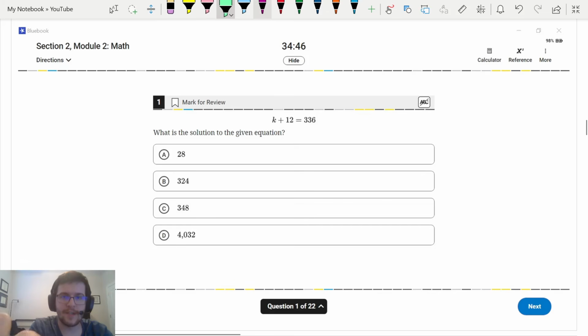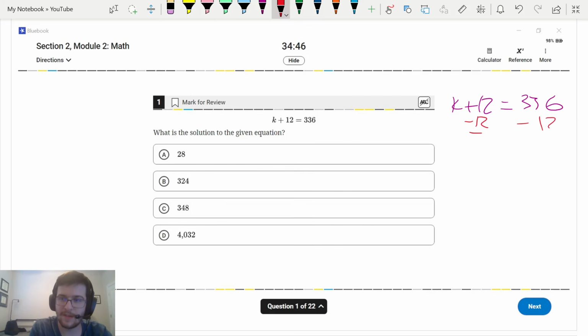So this equation, we're going to move the 12. So we're going to subtract 12 from both sides. And we're going to get k equals 336 minus 12, which is 324. And that is the answer.